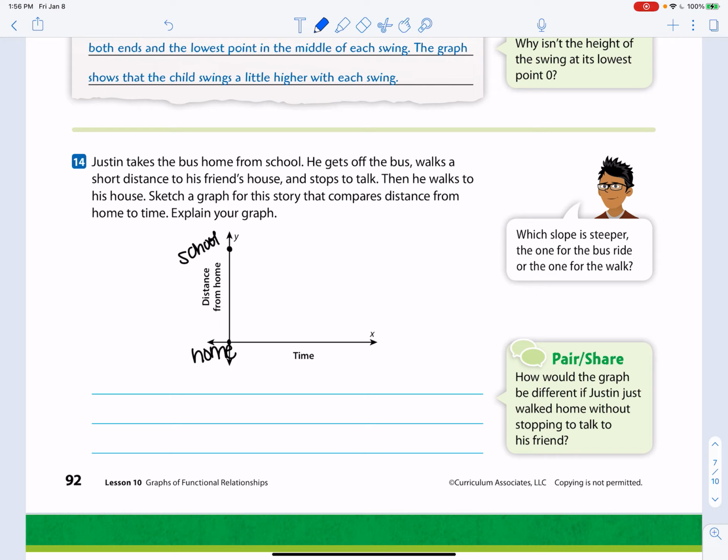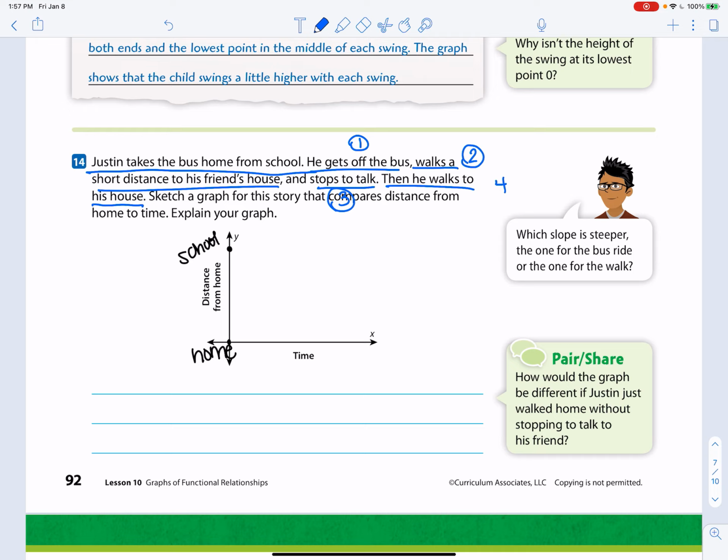So the first thing that we're going to do is we have to understand what we're given in this problem. So we're given 4 major events. So the last thing we know that happens is he gets home, right? So he gets home. He's stopping to talk. That's what he does before he gets home. Before he stops to talk to his friend, he has to get to his friend's house. So that's 2. And finally, he's off the bus, right? But with getting off the bus, he didn't get off the bus at school. He got off the bus that took him from school to home.